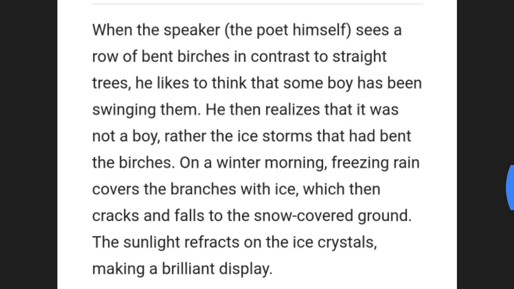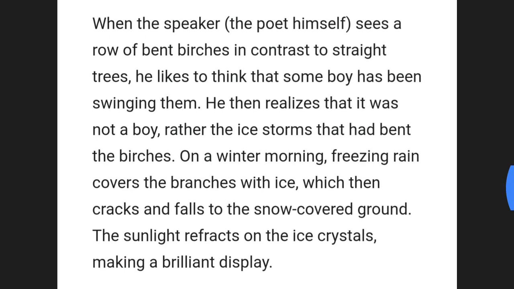The poem summary. When the speaker or the poet himself sees a row of bent birches in contrast to straight trees, he likes to think that some boy has been swinging them. He then realizes that it was not a boy, rather the ice storms that had bent the birches. Now in America it's very cold in winter and you have the blizzards. These are nothing but ice storms, and it is because of these ice storms that these trees have actually been bent.